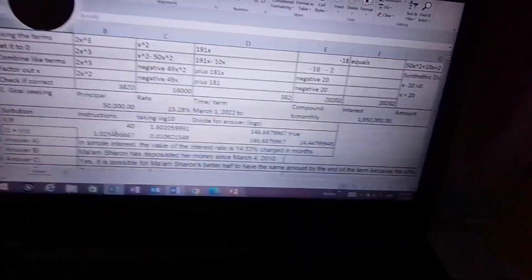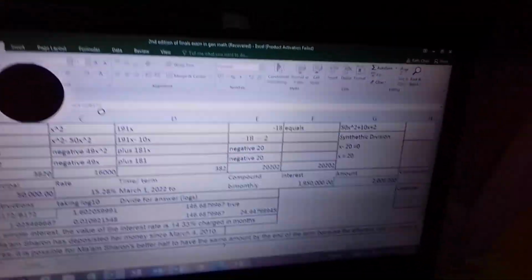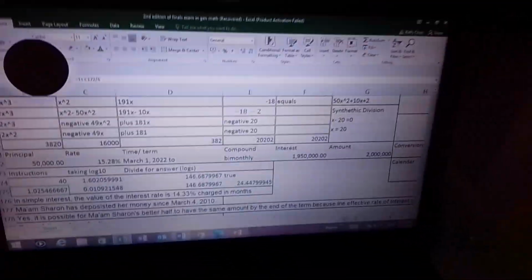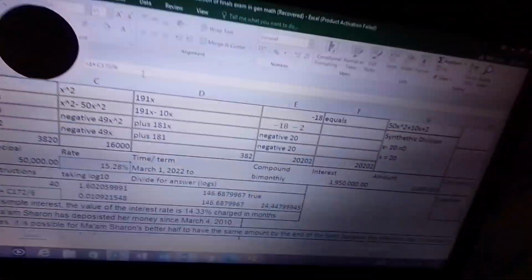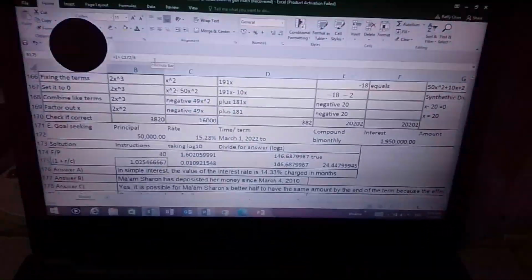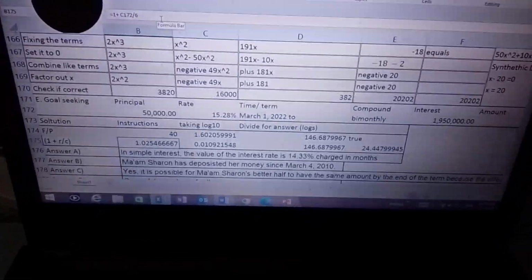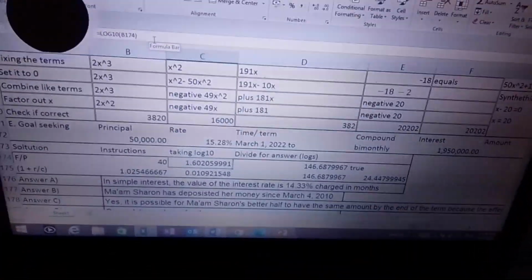So, yan. Di ba, remember future value divided by present value, and that is the final amount of 2 million divided by 50,000, and you get 40. At the same time, 1 plus the R divided by C, and you get 15.28% divided by the compounding period, which is bi-monthly, because using the facts from the stocks and bonds problem. And then we take the log 10 of both of the situations.